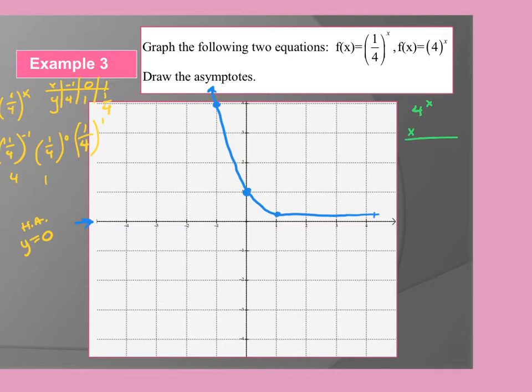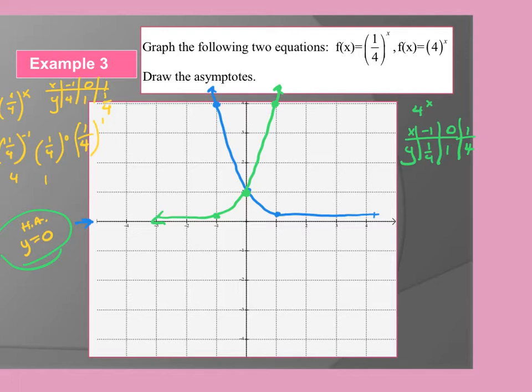So I plot the same points. 4 to the -1 would be 1/4. 4 to the 0 would be 1, and 4 to the first will be 4. Plot those points: -1, 1/4, 0, 1, and 1, 4. And it's the inverse of that first one, okay? So it also has a horizontal asymptote of y equals 0. Questions so far?